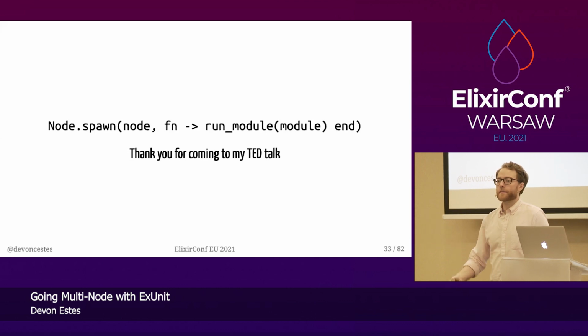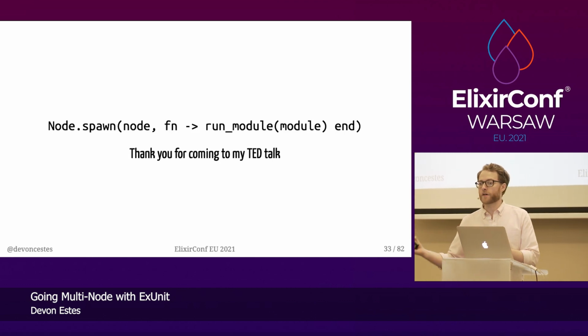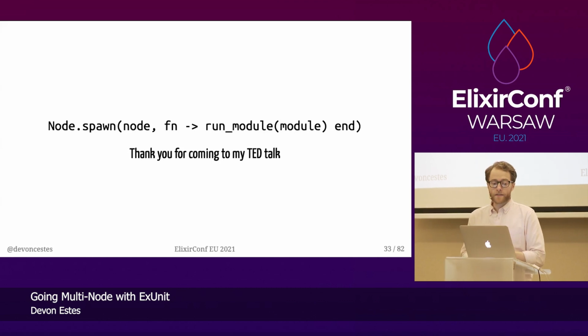It's almost the same as spawning a process locally with Kernel.spawn. And there are the same variations of this. You can pass it a module, function, and arguments, or you can give it an anonymous function like this. Both work. But this is the most basic way that you can distribute work.